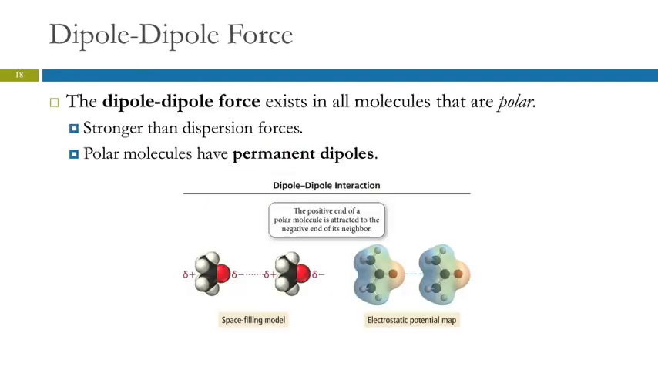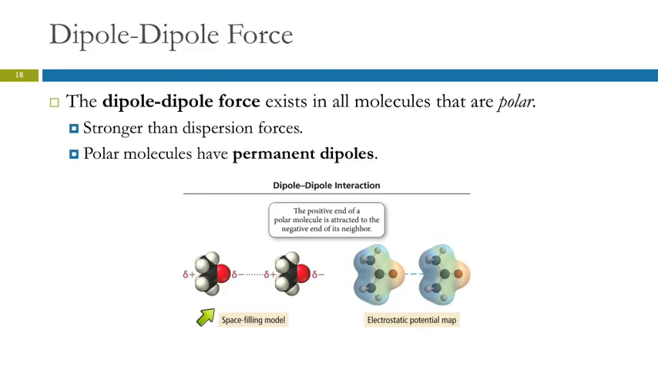So that's one force. The next one is called a dipole-dipole force. This is an interaction between 2 dipoles. This exists in all molecules that are polar. Okay, we learned how to predict whether a molecule is polar or not. This force is stronger than the dispersion force because these are permanent dipoles. That charge is always there. It's not coming and going.